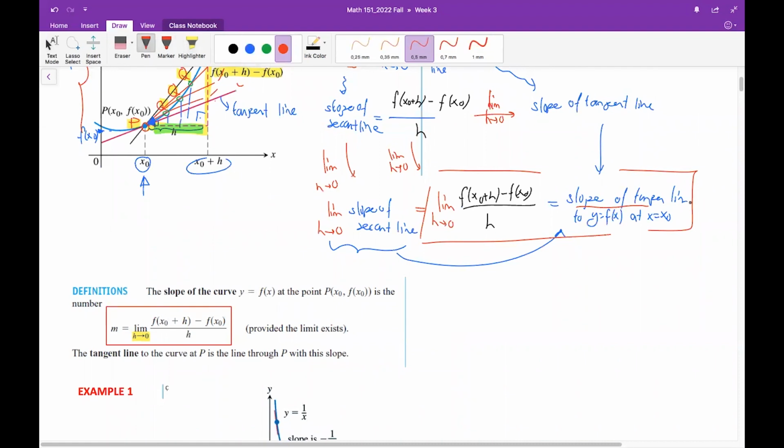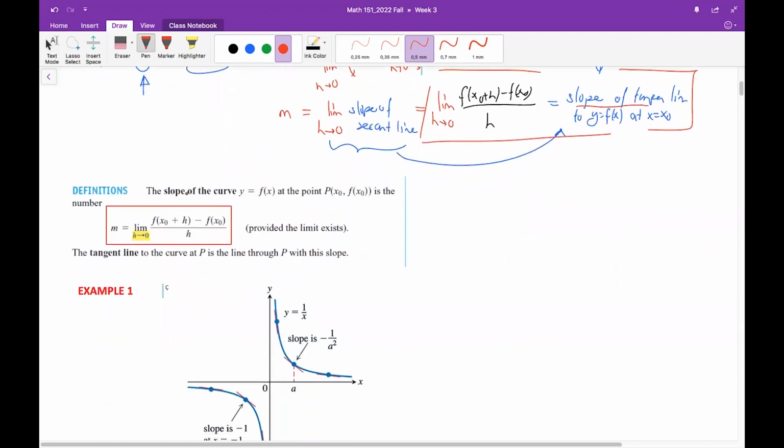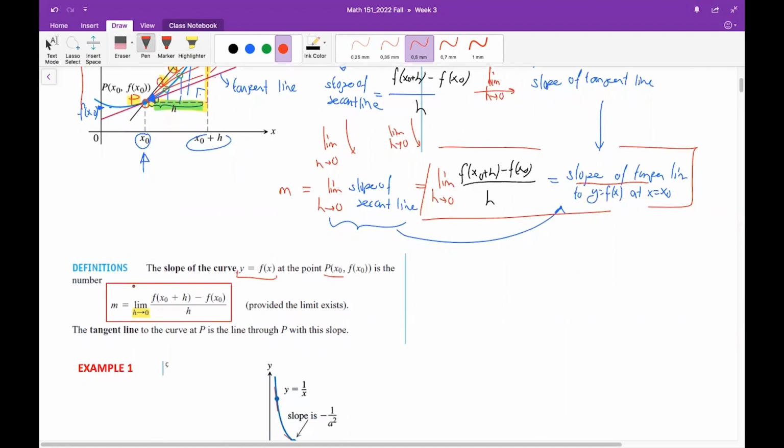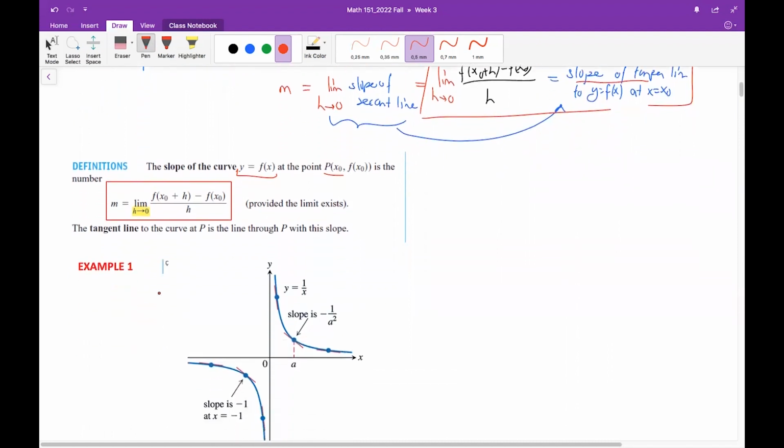So now I can call this expression M. M is the limit of the tangent line thing, so it is a notation for it. If your curve is y equals f of x, and this point x0 is on your curve, and you want to find the slope of the tangent line drawn to your curve at particularly this point, then this is the expression giving it.